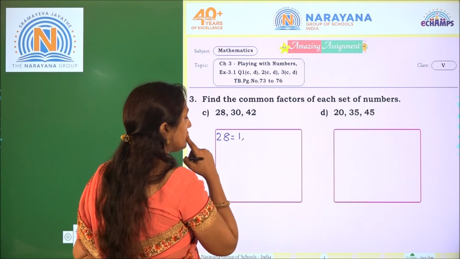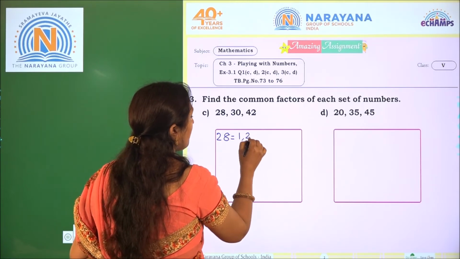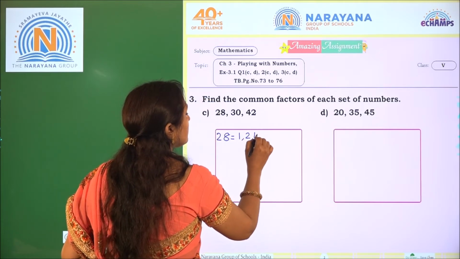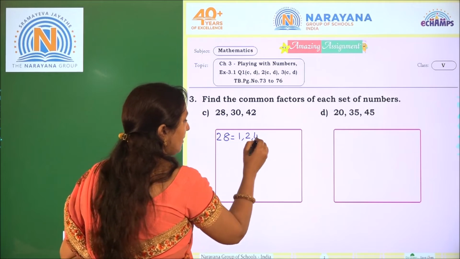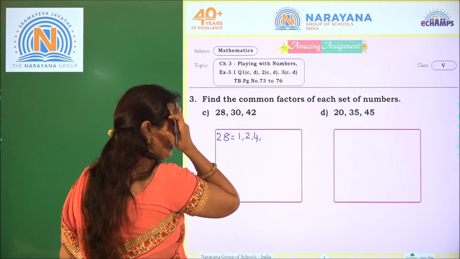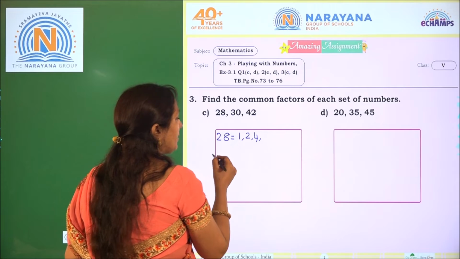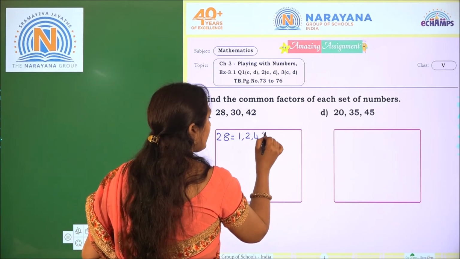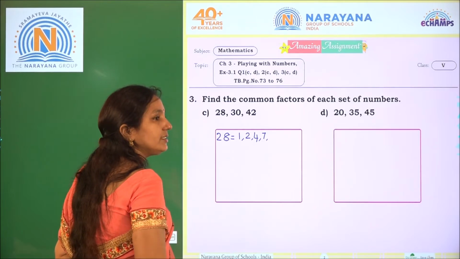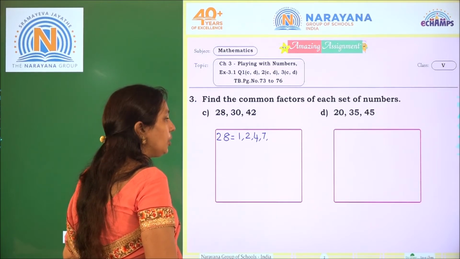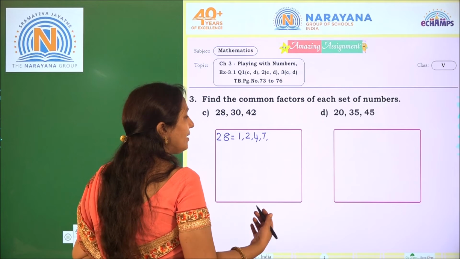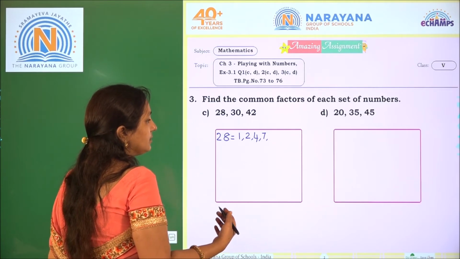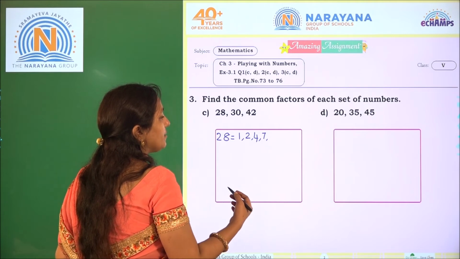1 is a factor of 28, and 2 is also a factor of 28. 3 is not divisible, and 4 is also a factor of 28. 5 is not a factor of 28. 6 is not a factor of 28. Now coming to 7, 7 is a factor of 28. 8, no. 9, no. 10, no. 11, no. 12.